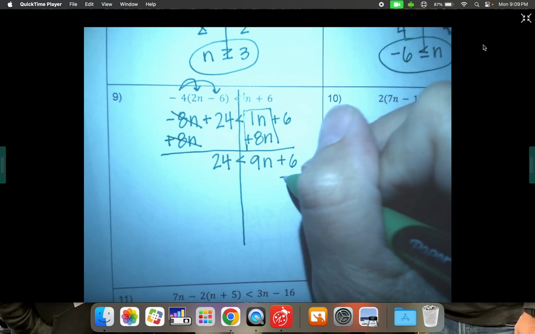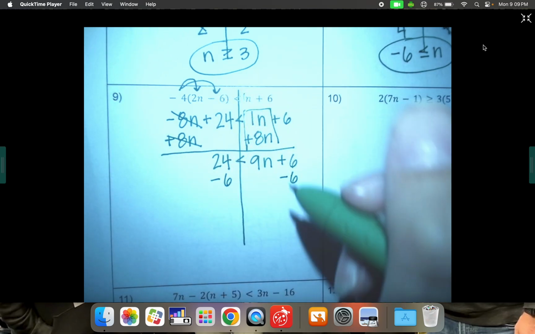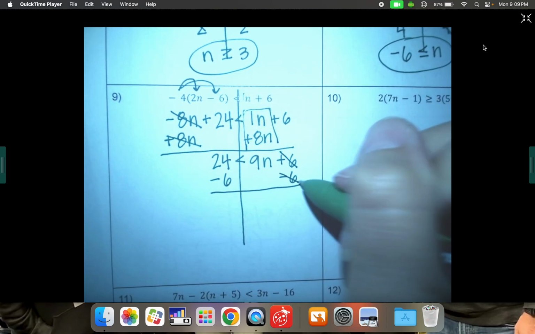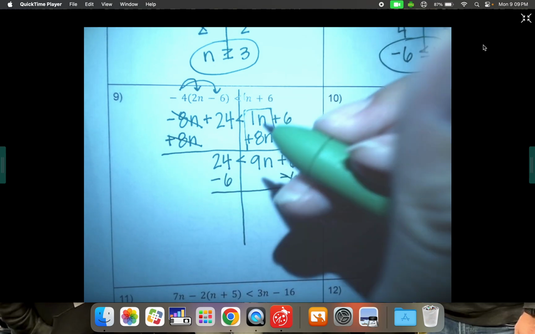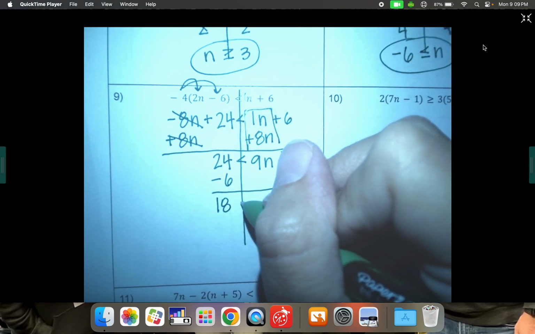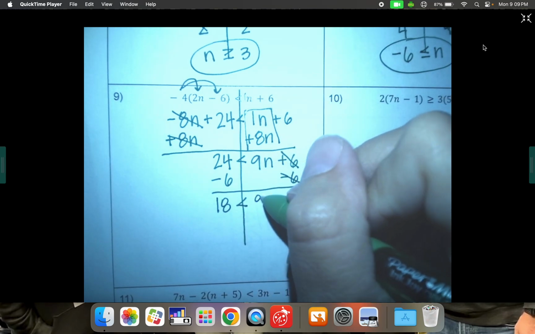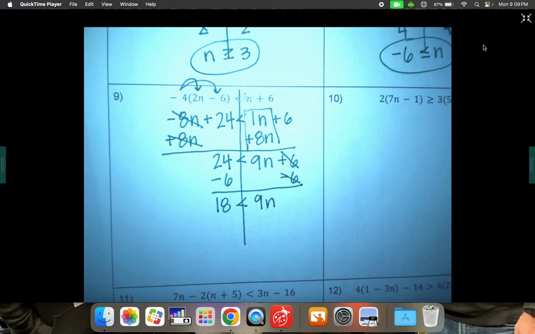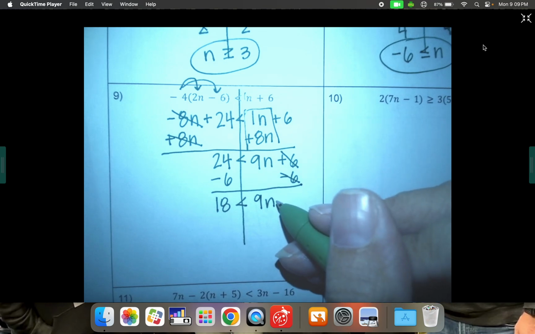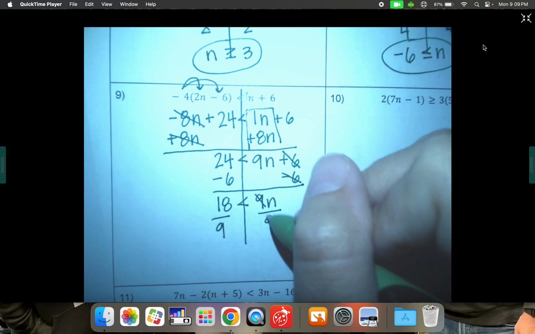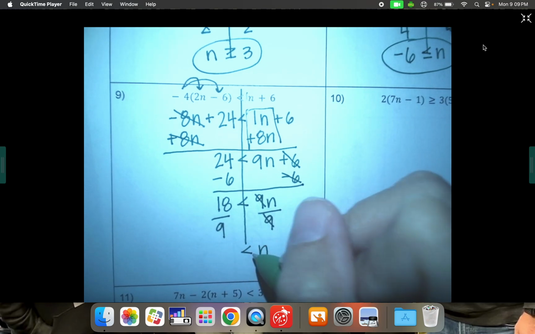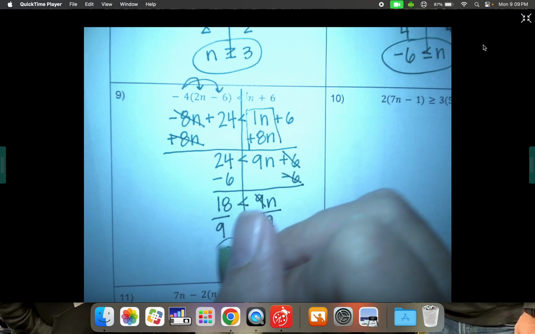All right, minus 6 from both sides next. Cancel those out. 24 minus 6 is 18, I believe. Bring down that symbol, bring down 9n. And then the very last step is divide both sides by 9. We are not dividing by a negative, so we are not flipping the symbol. Leave it what it is. 18 divided by 9 is 2.